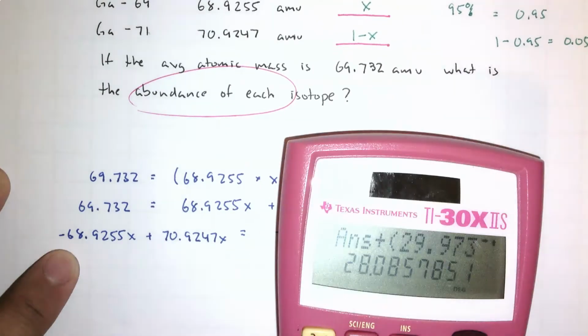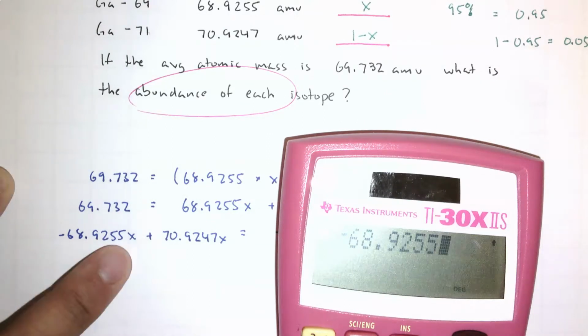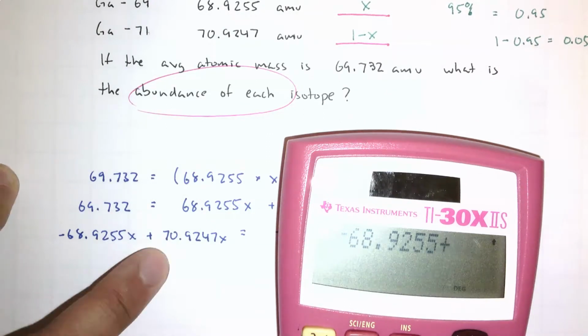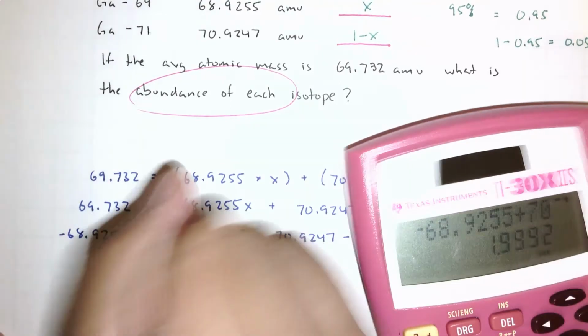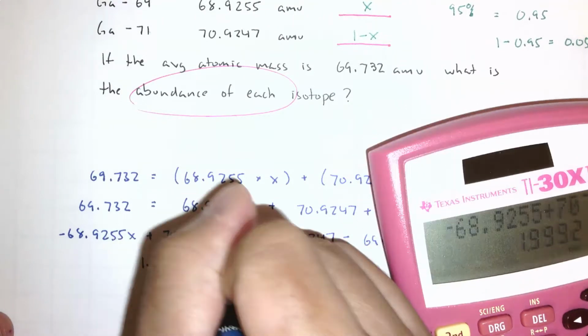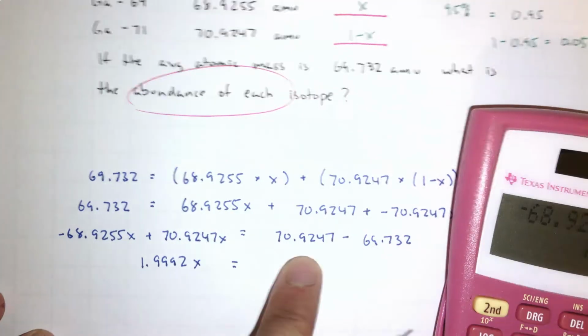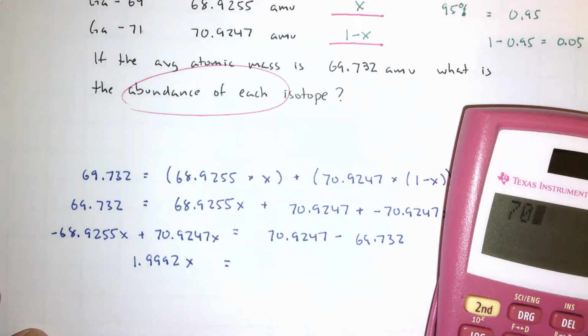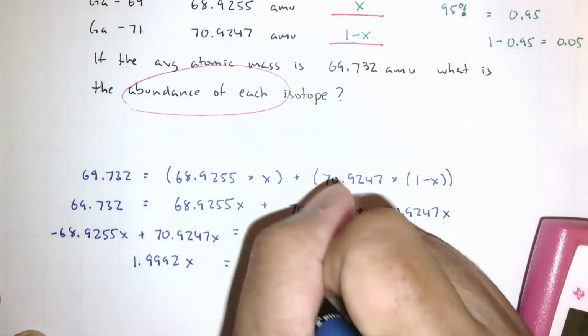Let me take care of this. Actually, this side, negative 68.9255x plus 70.9247. So this is 1.9992, don't round until the very end, x equals. Now we'll take care of this. 70.9247 minus 69.732, positive 1.1927x.